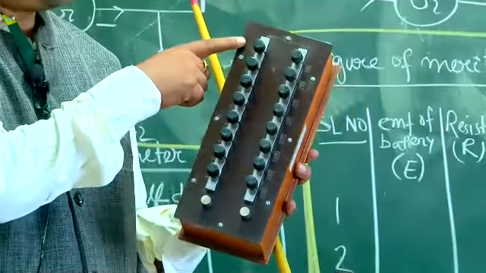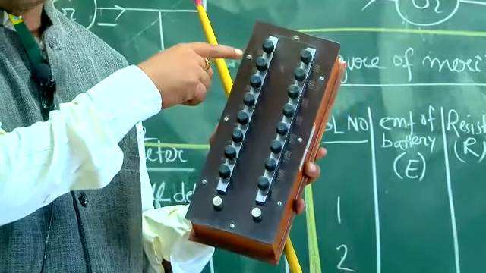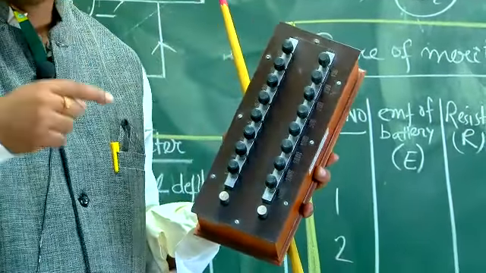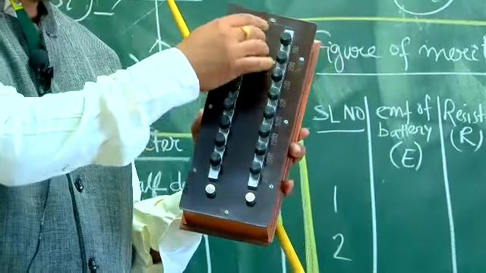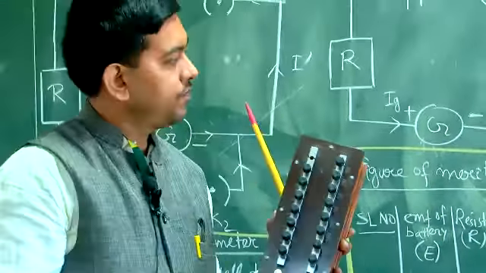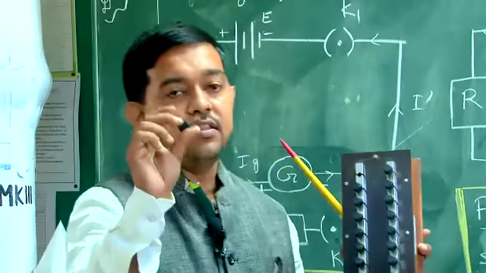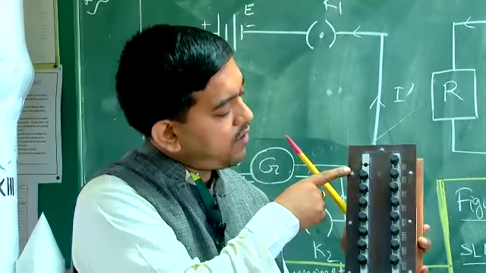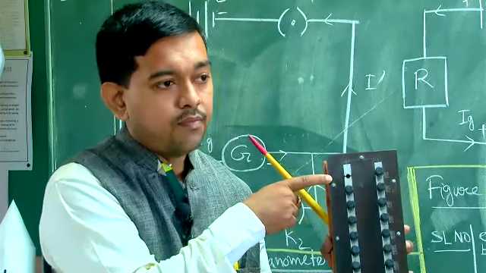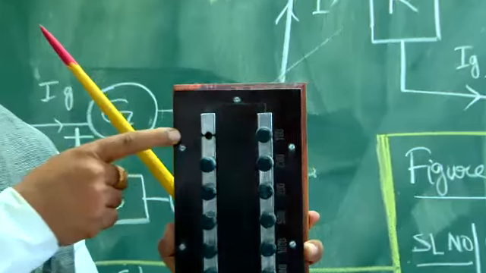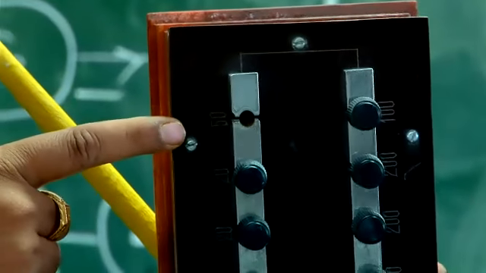Actually, inside the resistance box there is a resistance coil, and the coils are wrapped one after another. Now, see this once. I have opened this key. The corresponding value is written over here, 50 ohm. This value is 50 ohm.